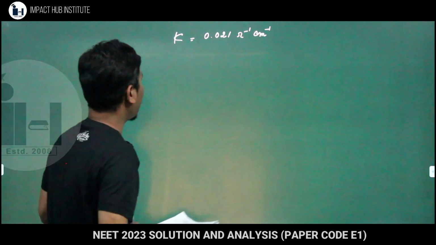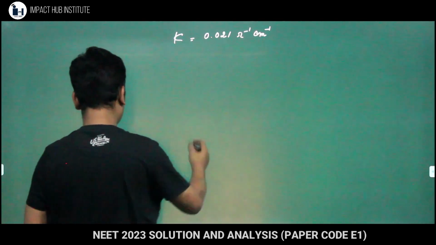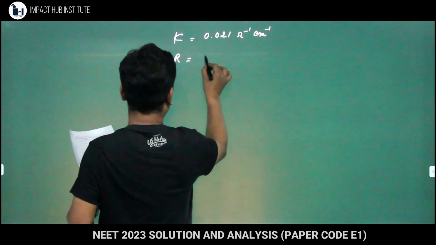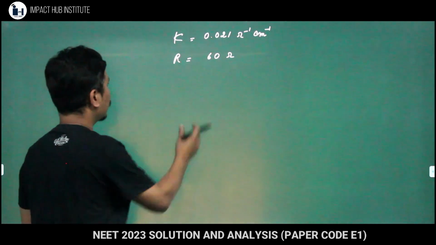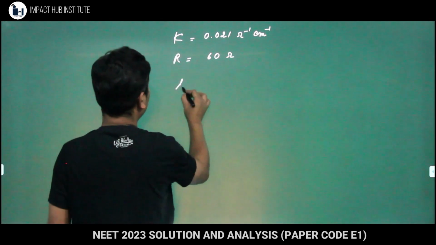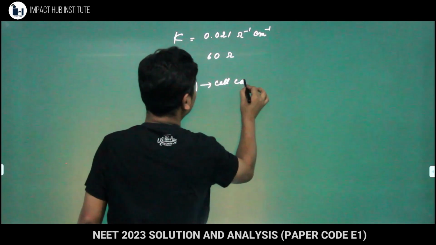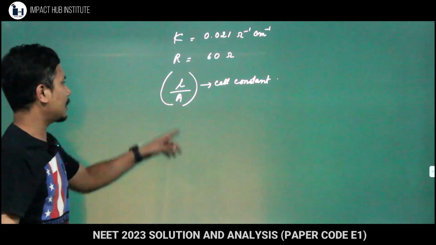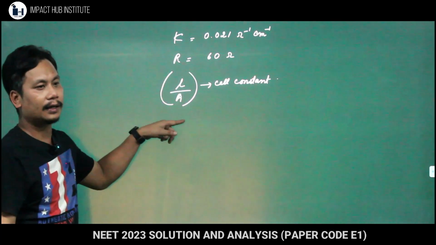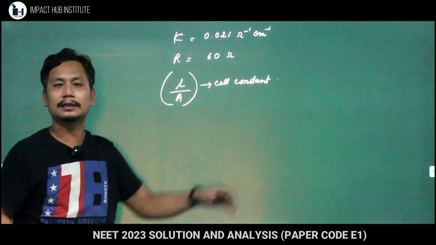So the kappa has been given, which is your conductivity here, and the resistance has been given as 60 ohm. So you have to find the cell constant. How is this related to the cell constant? Cell constant is L by A, that is your length by area of cross section. Together it is called your cell constant.